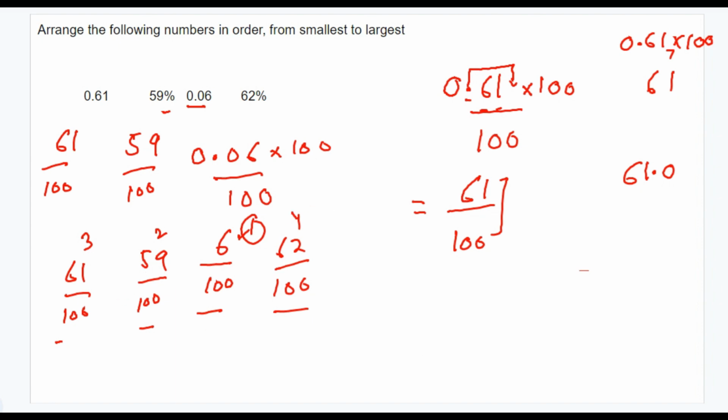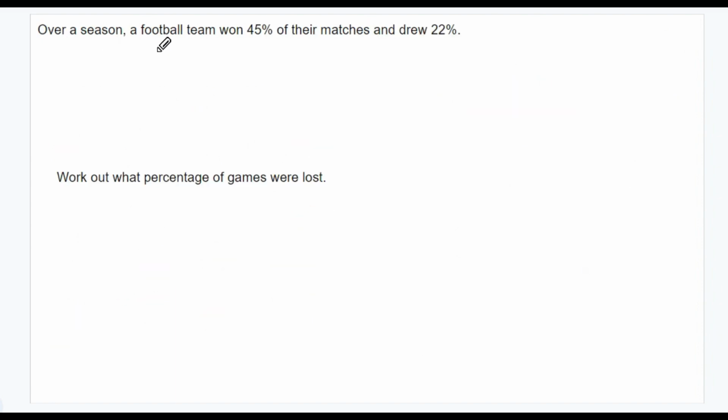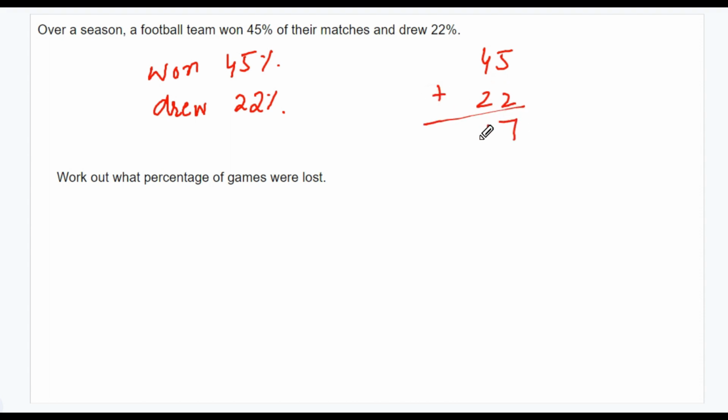Okay, so this is done now. Over a season, a football team won 45% and drew 22%. So in total, you need to add 45 and 22. That is 67% in total. All right, they won and they drew.